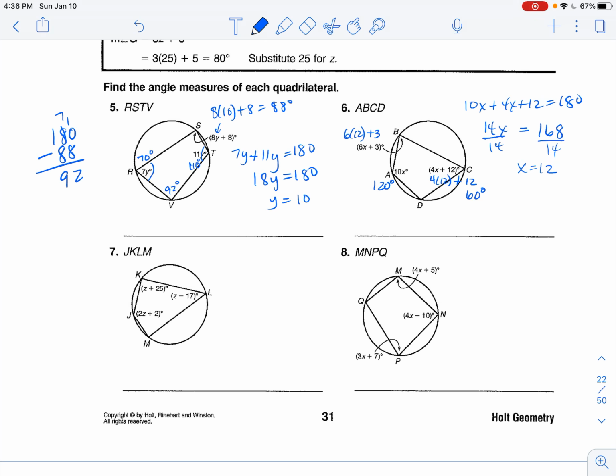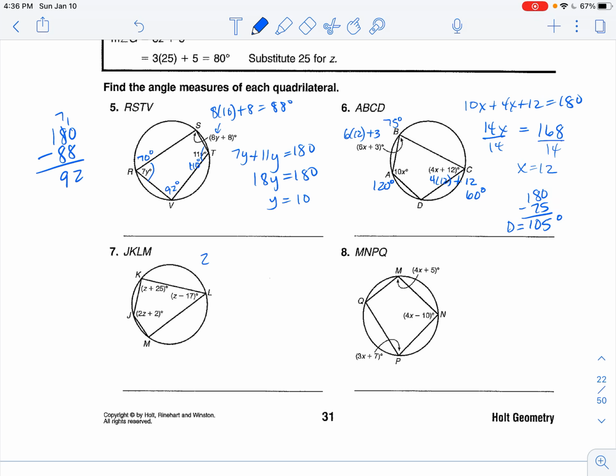6 times 12 plus 3, I believe that's 72 plus 3 is 75. So that's angle B. And then the supplement of 75, that's going to give me 105. And that's going to be the measure of angle D.